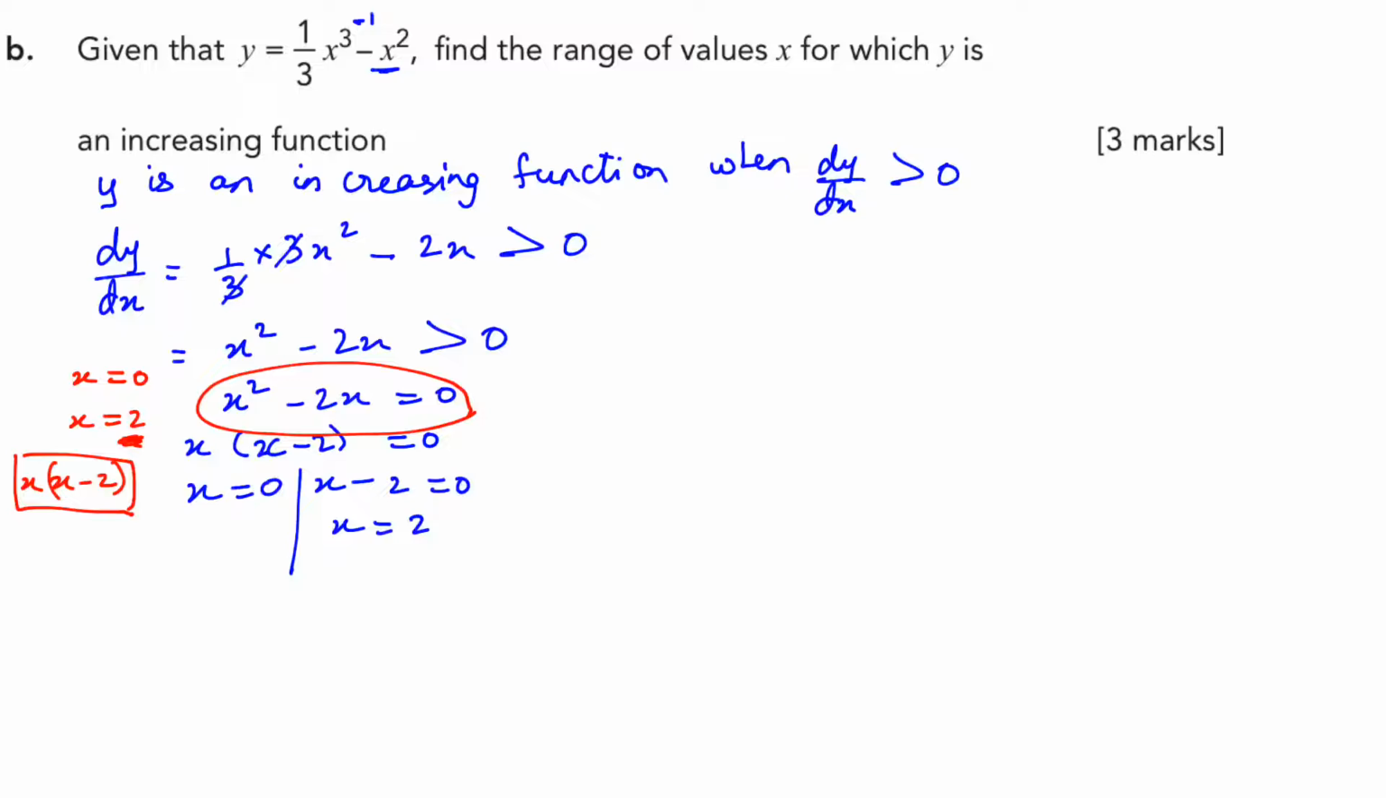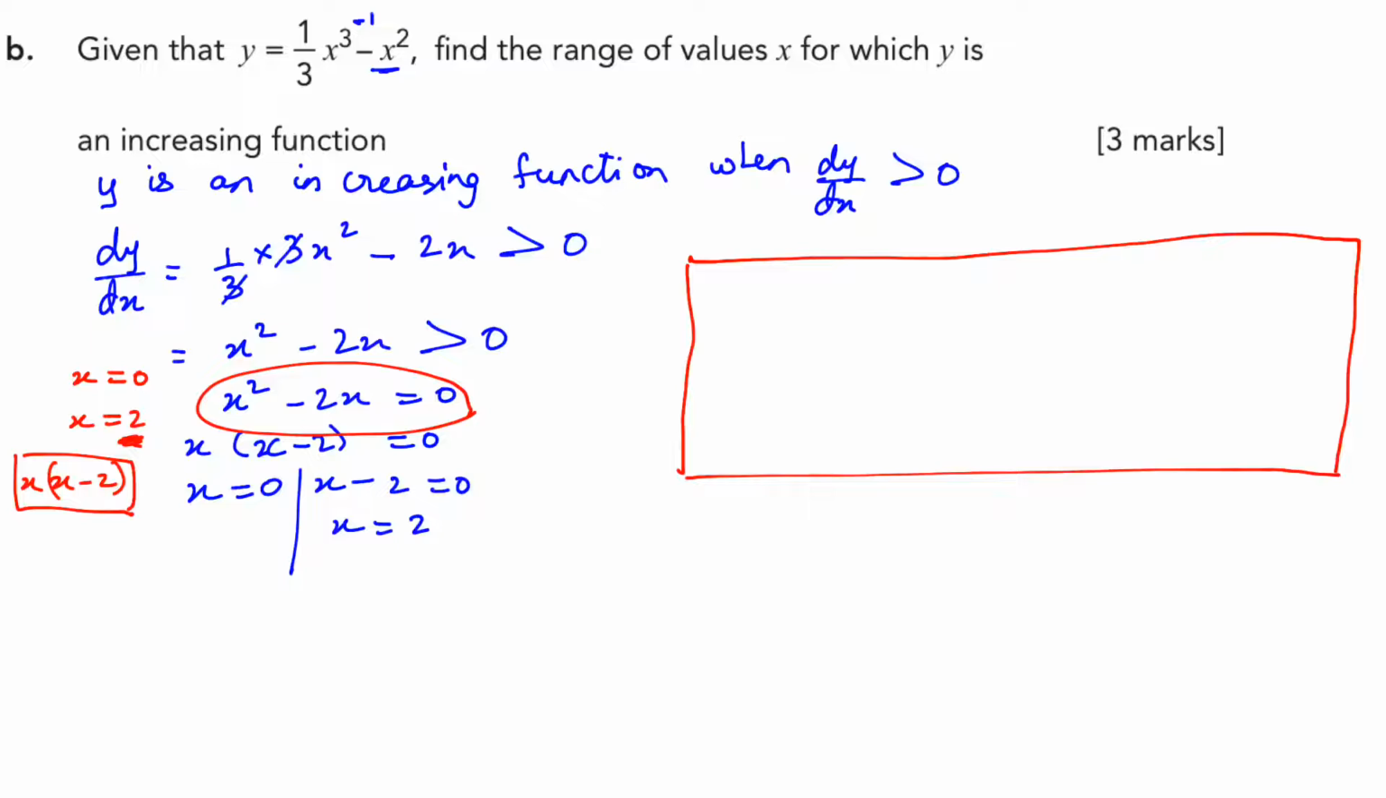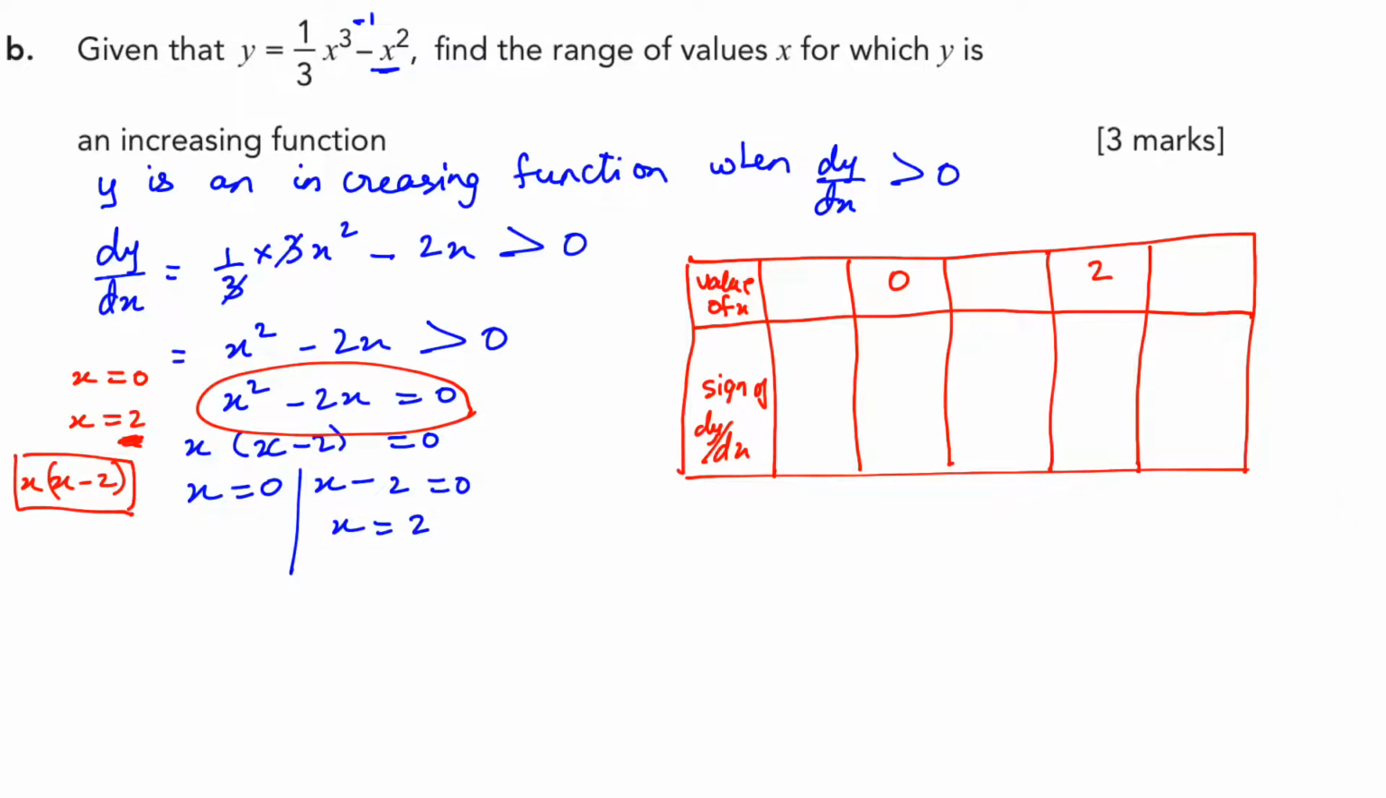After this step, you have to make a table. You always have to make a table. They give you 1 mark for making the table. So let's make the table here. And we write value of x and sign of dy dx. This is the way we make the table.